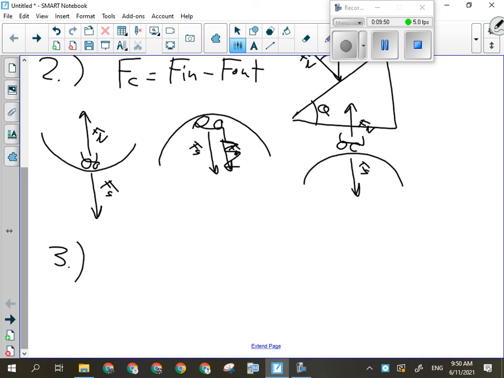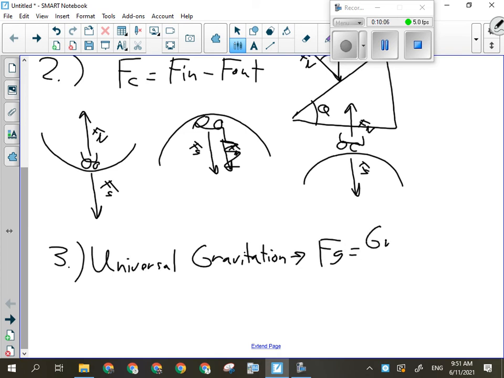Next thing, that was it for circles. Okay, then we went into gravitation. Newton's universal law of gravitation. Expect a few multiple choice items about that. There will not be a dedicated written response item to that.